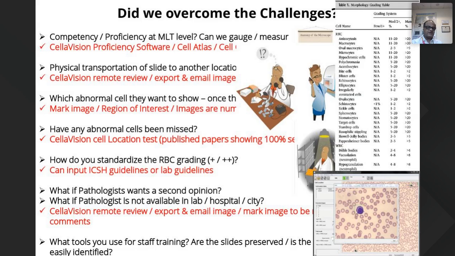First and foremost, do we have a remote? Yes, CellaVision can provide remote review, and you can email and export it because it can be transferred as JPEG, or you can send it as TIFF also. Can we mark the abnormal cells? Yes, the region of interest can be annotated. You can mark the image and share it with your colleagues also.